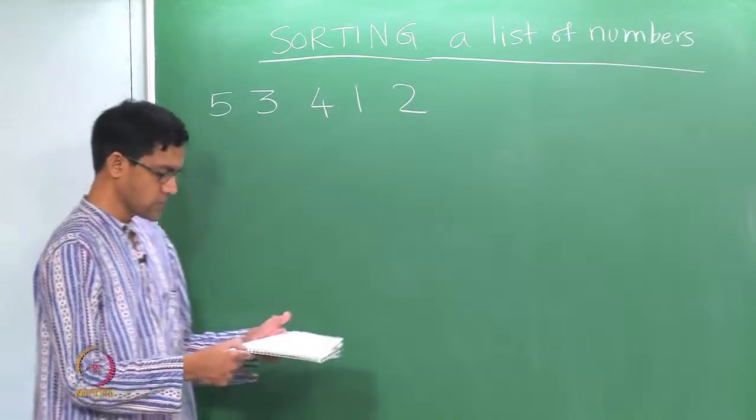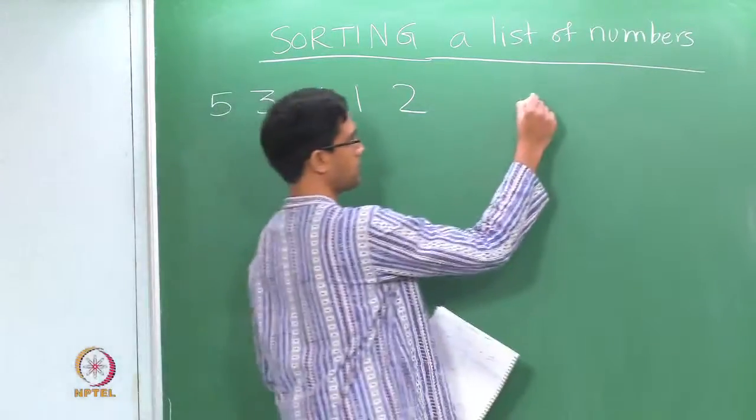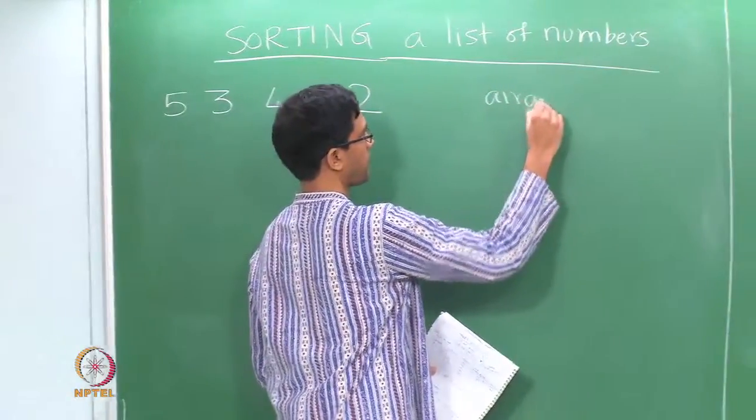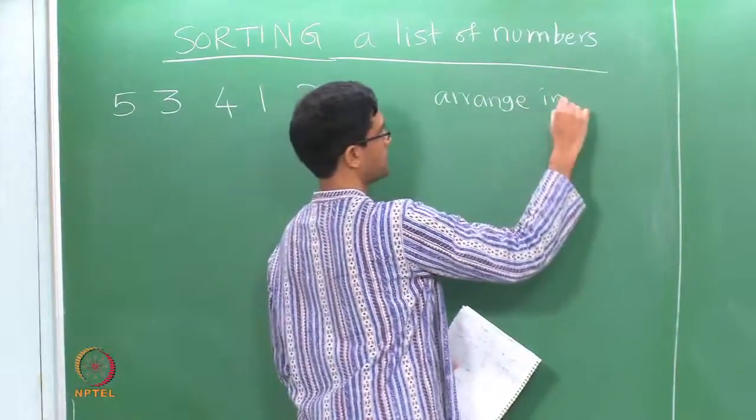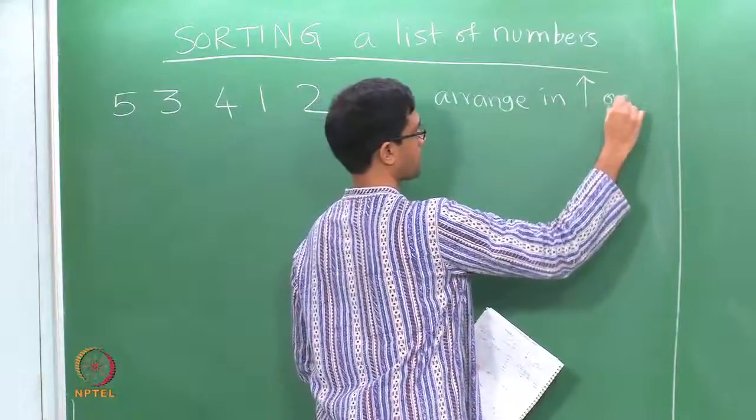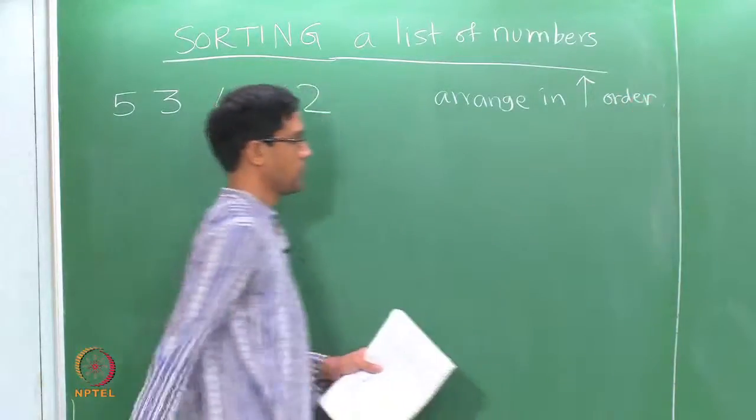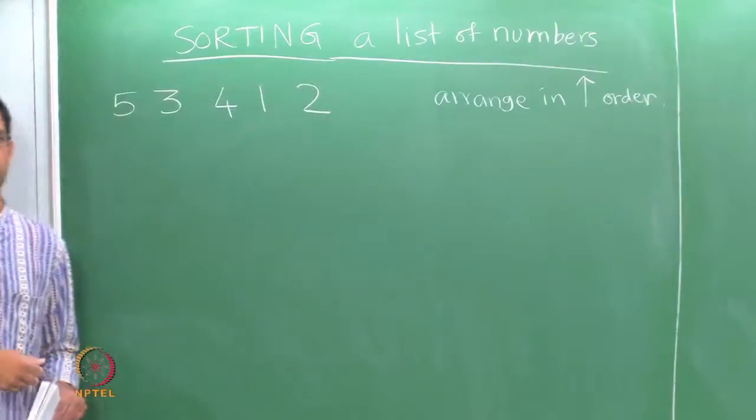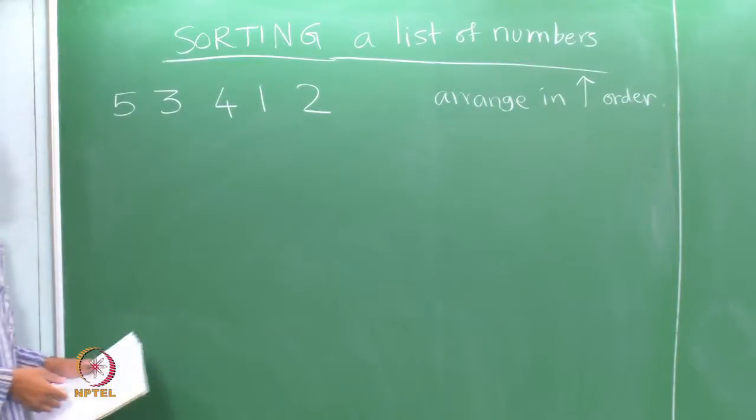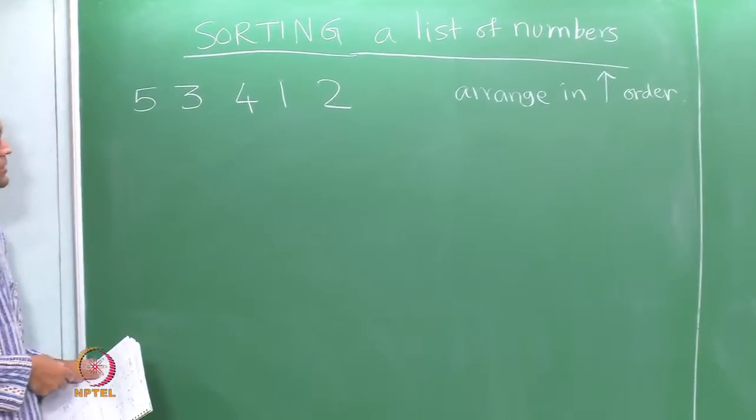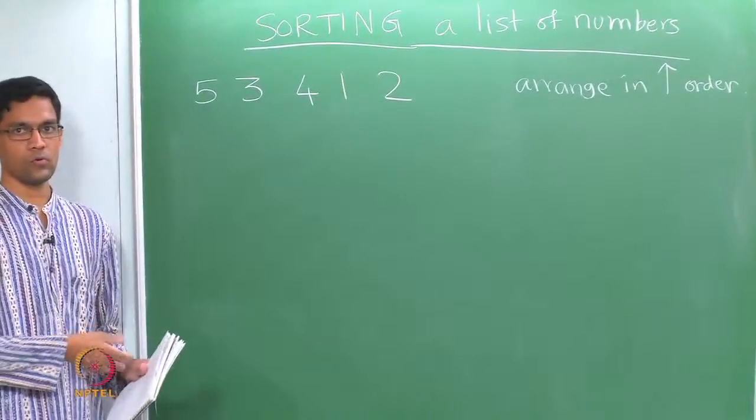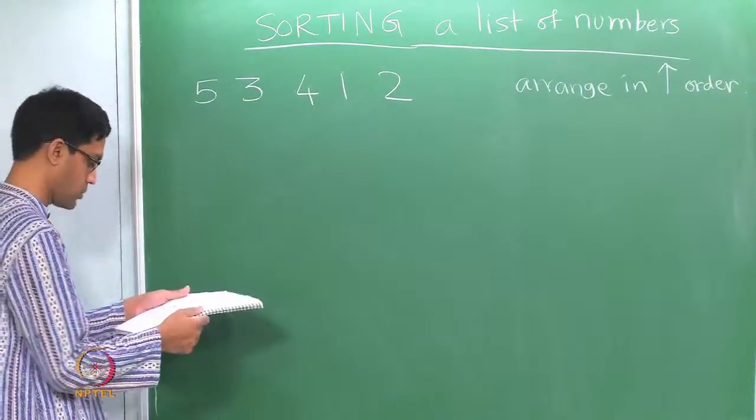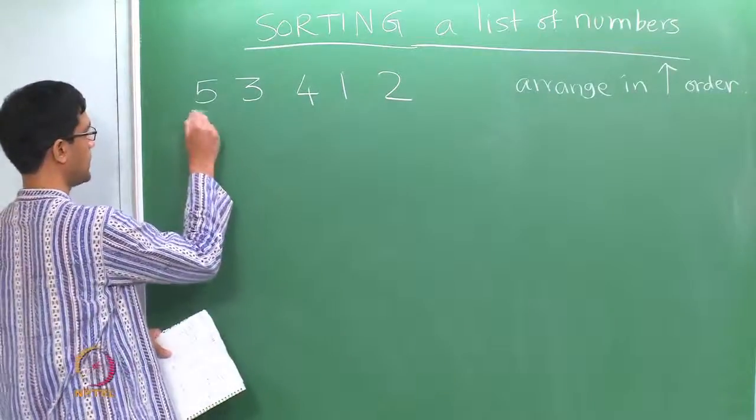Of course this is a standard problem. So what we want to do is to arrange these numbers in increasing order. There are many different algorithms for sorting lists. One of them is the following. You do a sequence of comparisons. So what we do is the following: adjacent comparison.